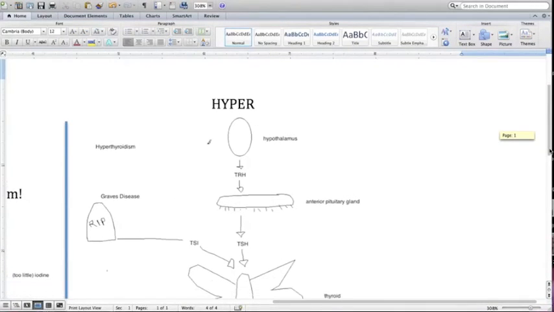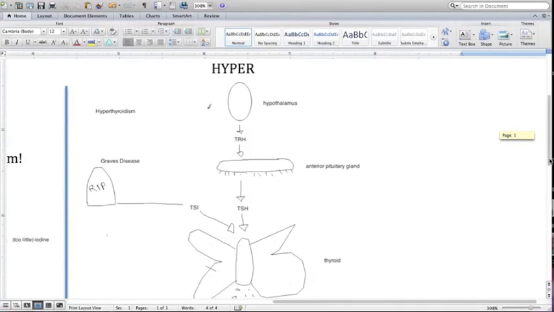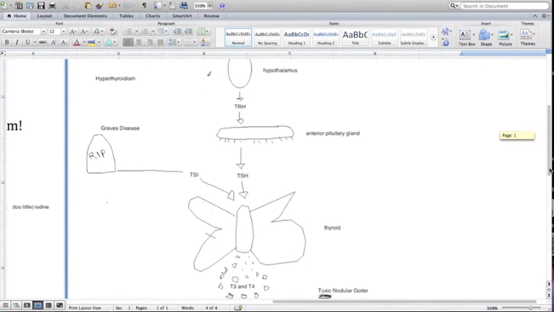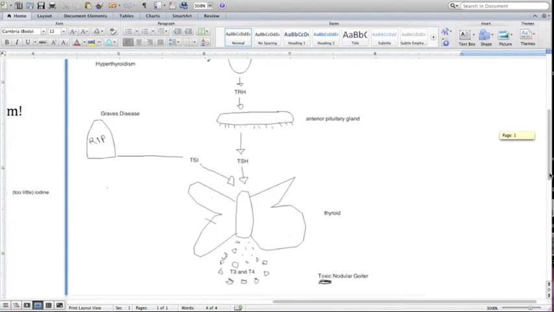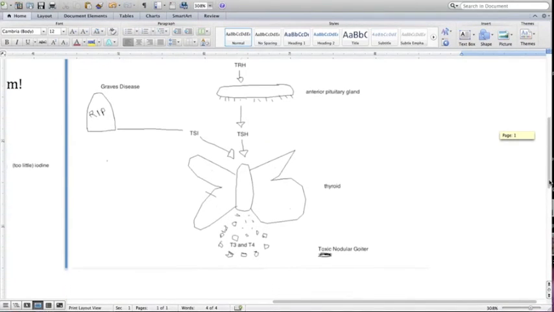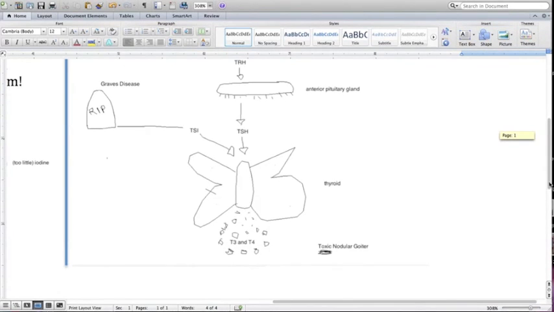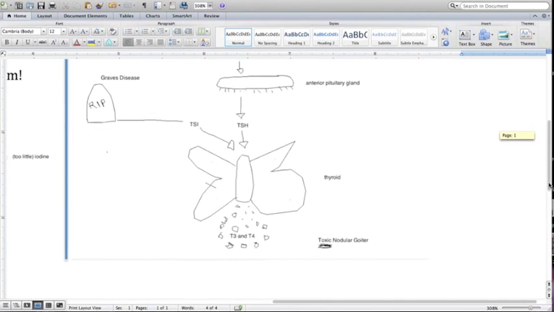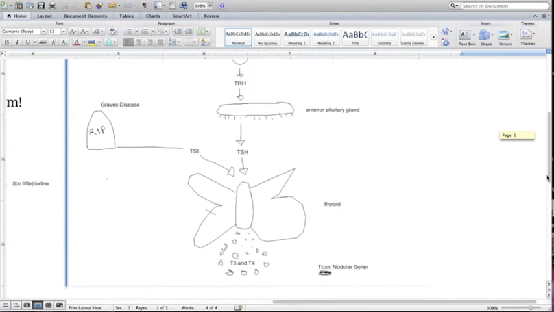Then your hyper side, so again your hypothalamus egg at the top down to the TRH and then the anterior pituitary gland, and then down to the TSH, and then your thyroid butterfly producing an excess of T3 and T4. And then over on the left, you've got the Graves' disease with the TSI, and then down at the bottom, you can see the toxic nodular goiter.